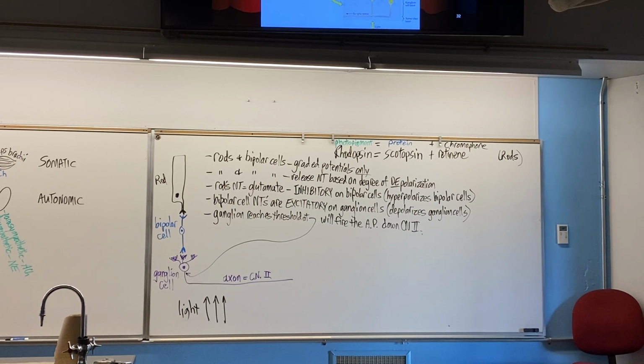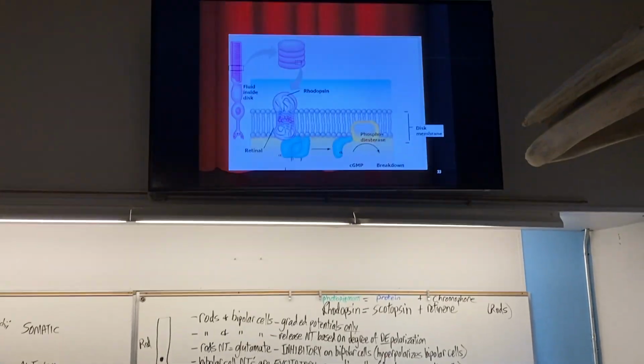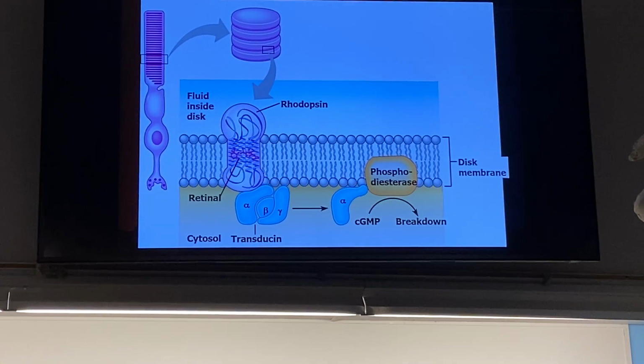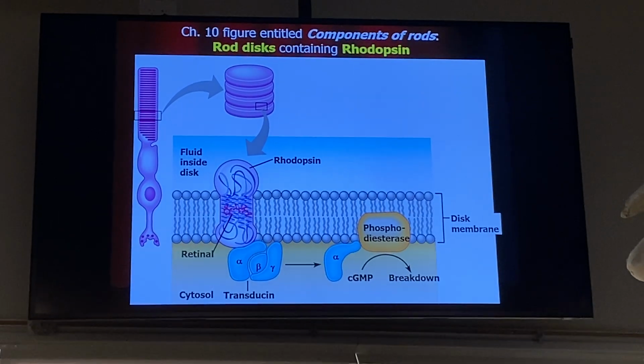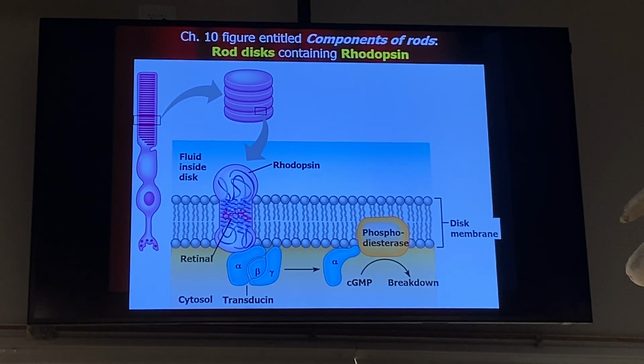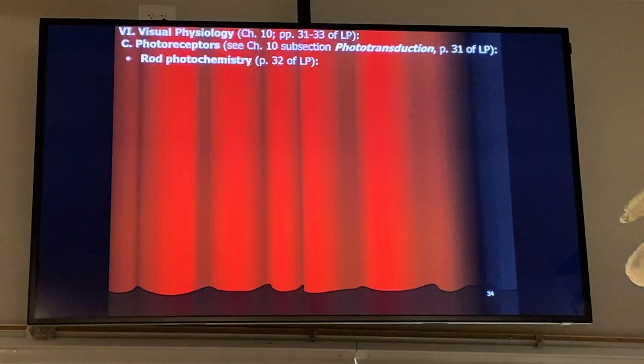So that basically covers this slide here. Rods and cones and bipolar cells with graded potentials only. They release neurotransmitters based on degree of depolarization. Okay? And so when we start on Wednesday, you need to take a picture of this. This needs to be up when I start on Wednesday, because you need that to understand the essays on rod photochemistry.